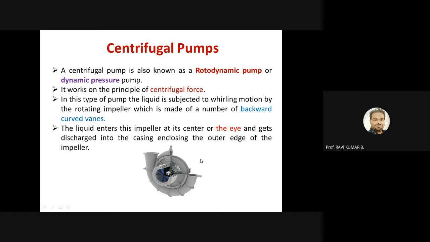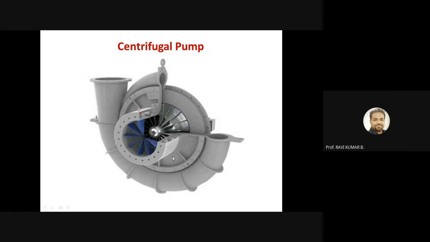If we look at the detailed, enlarged view, the water will be entering through the guide vanes. These are the guide vanes. The purpose of guide vanes is to direct the flow at a certain angle. These are fixed blades, basically. They will not be rotating. Water will be entering through this, and finally it will be impinging over these blades.